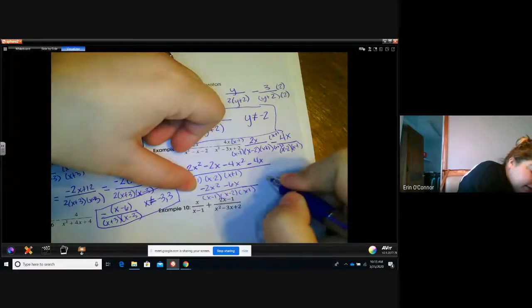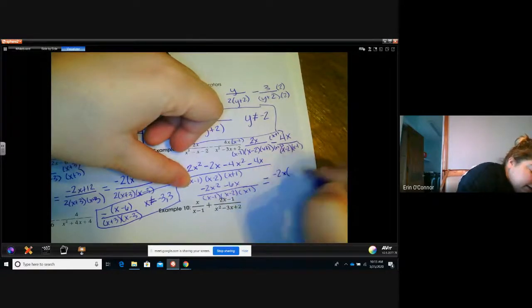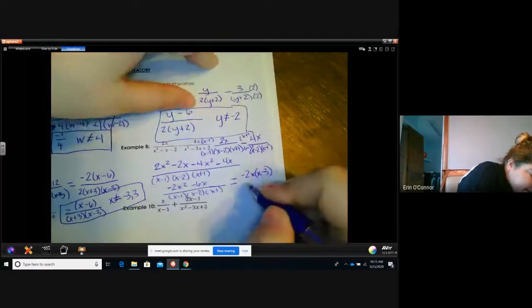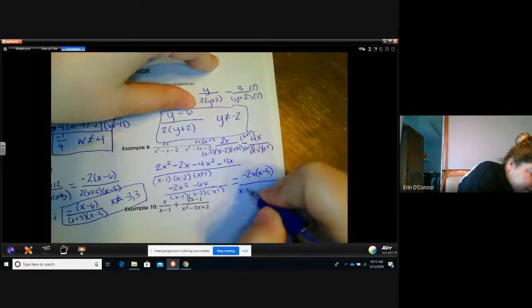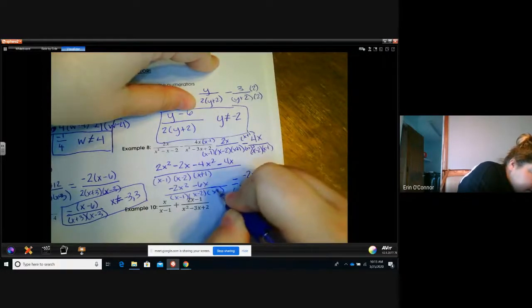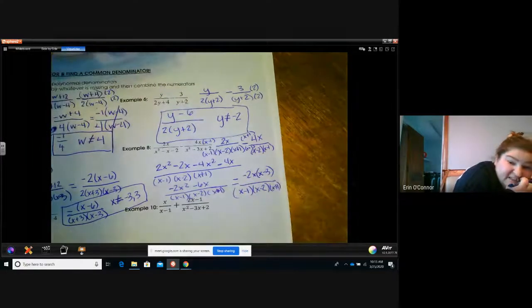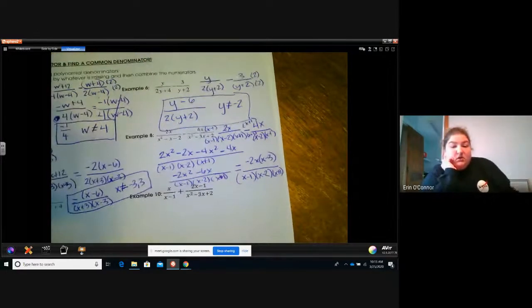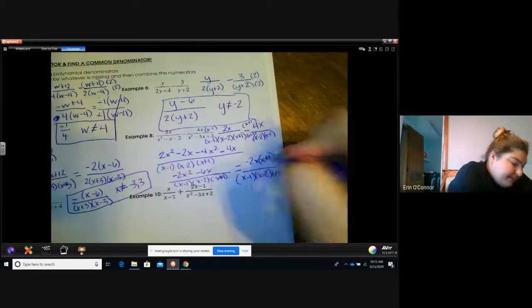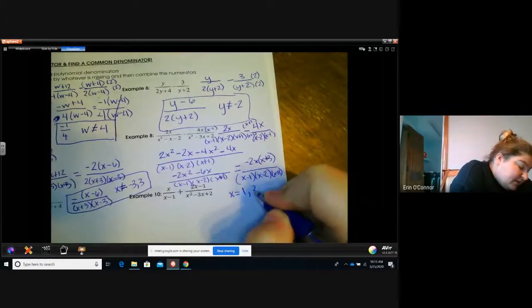Take out GCF, and I get negative 2x times x minus 3 all over x minus 1 times x minus 2. This should be x plus 1 times x plus 1. That is fully simplified. Sorry, this should be x plus 3. That is fully simplified. X cannot equal 1, 2, or negative 1.